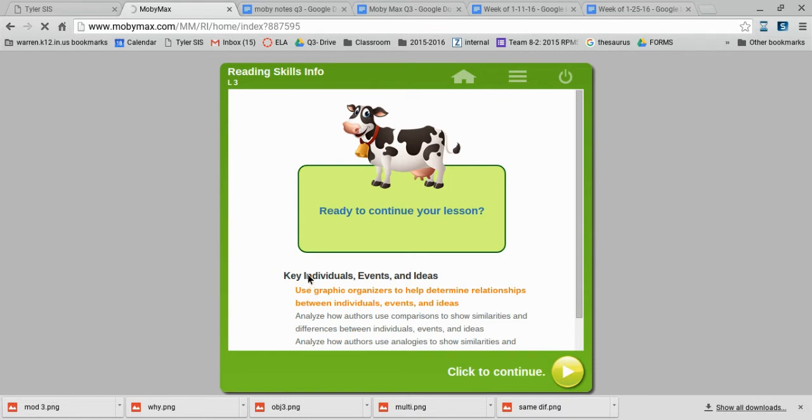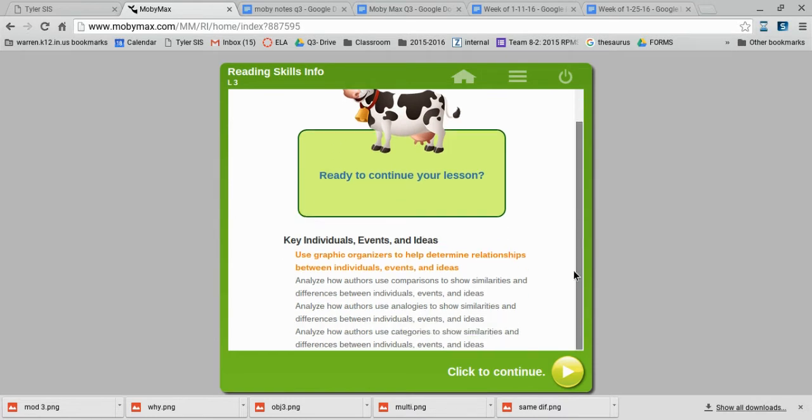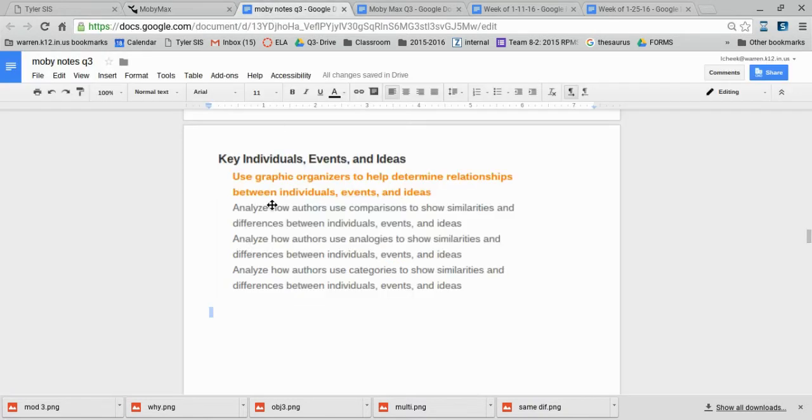I take screenshots of the lessons that I have assigned, and I just use this app called Snagit, which you can get at the Google App Store. Right now I'm recording with Snagit, but you can take screenshots of these areas here, and then I paste them onto a Google Doc. I can show you how to do screenshots, but I can't do screenshots and record at the same time.